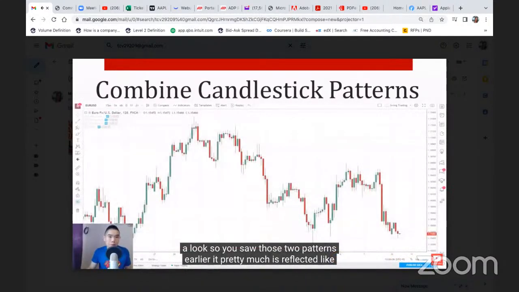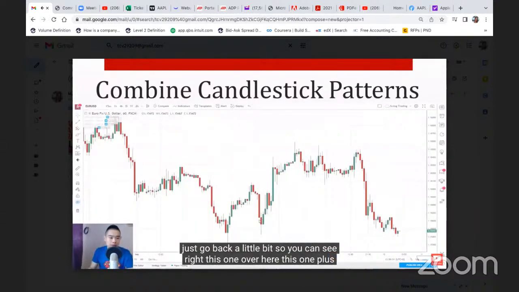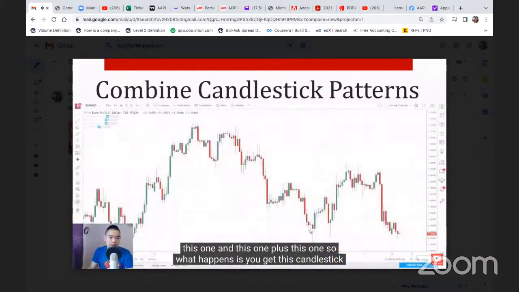So if you saw those two patterns earlier, it pretty much is reflected like this on the 2 hour time frame. Can you see what happened? The two 1 hour candles are simply combined to form the pattern that you're seeing right now. Let me just go back a little bit so you can see. This one over here, this one plus this one, and this one plus this one. So what happens is you get this candlestick pattern over here and this candlestick pattern over here.